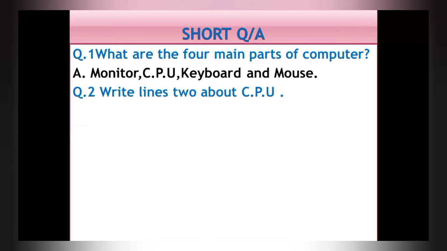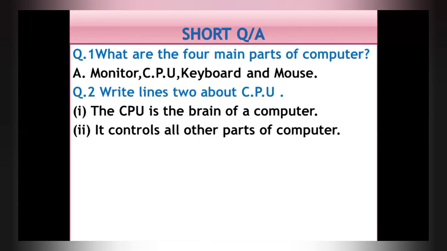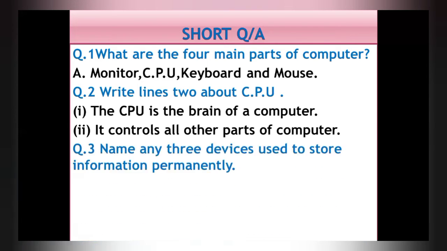Question number 2. Write two lines about CPU. CPU is the brain of a computer. Number 2 is it controls all other parts of computer. Question number 3 is, name any three devices used to store information permanently. So CD, DVD and USB. These all are used to store data permanently.